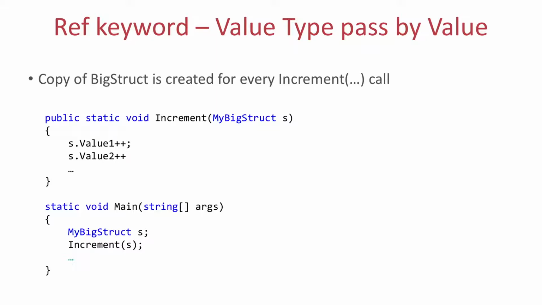Imagine a struct that contains 5 integer fields and let's say 4 other double fields, and all that is passed to a method that is called in a tight loop. That can be lots of copying. With reference types we don't have this problem, since we only copy the reference and the size of the reference is independent from the size of the instance which it references. So in this sample code, if this myBigStruct is a really big struct, then there is lots of copying going on when this Increment method is called.